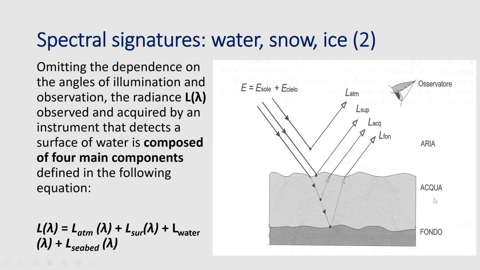So the energy is passing through the three media, and these three media have different interactions. For example, with air, of course, we have the classical interaction with the atmosphere, then the interaction with the water, that is what we actually need, and then the interaction with the seabed, that is the classical interaction with surfaces.